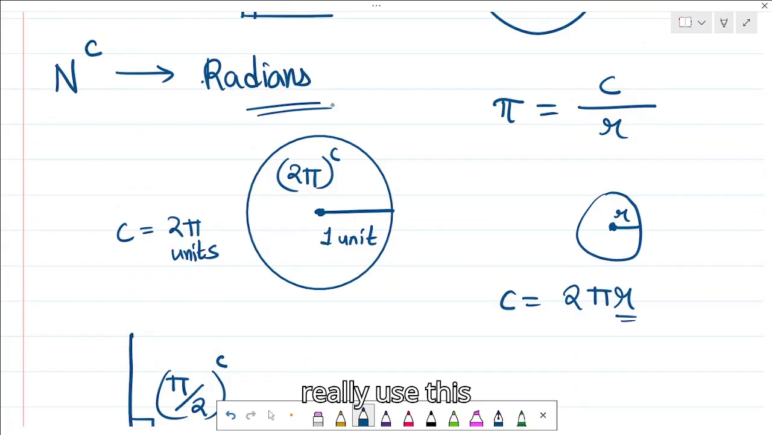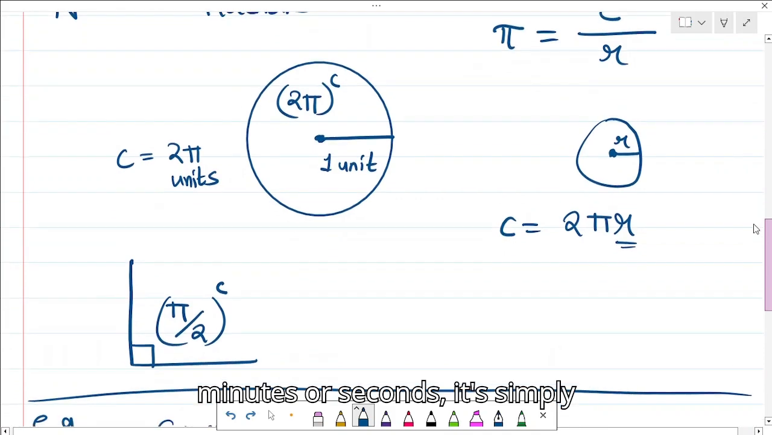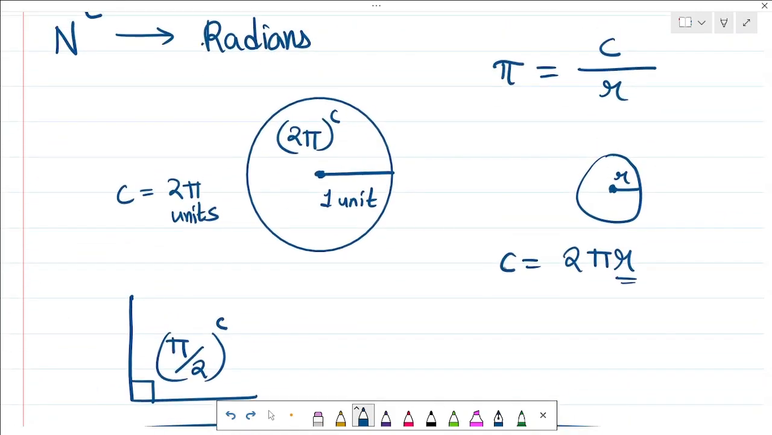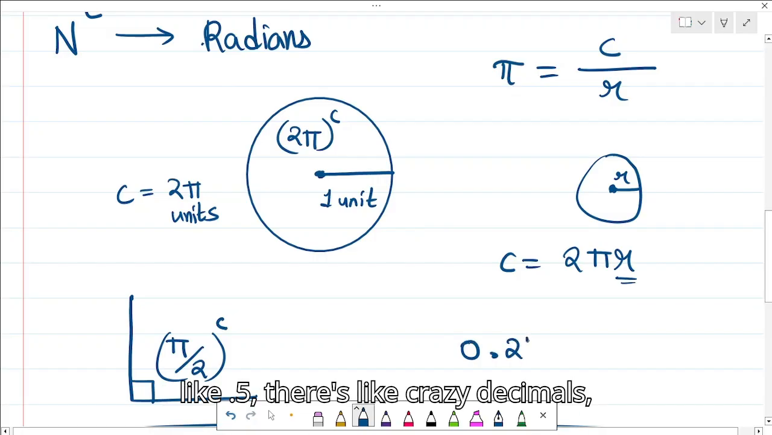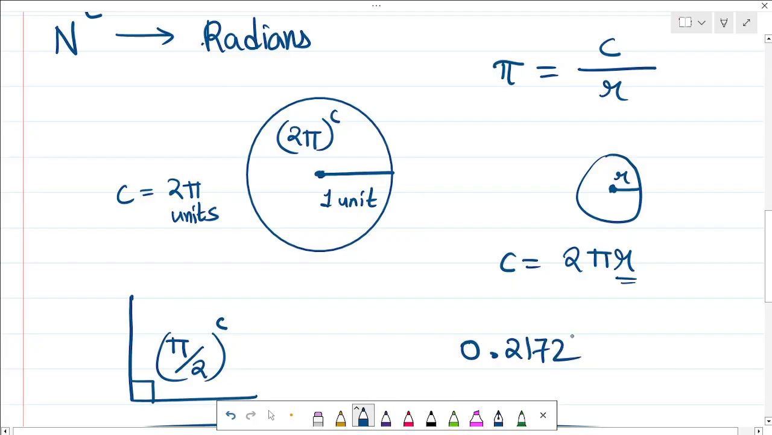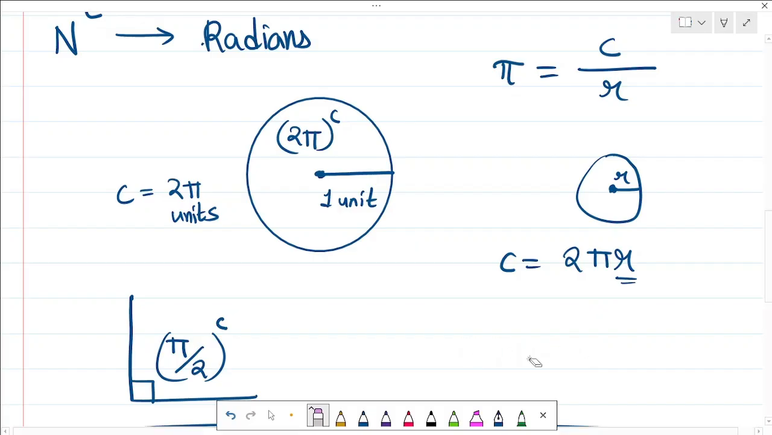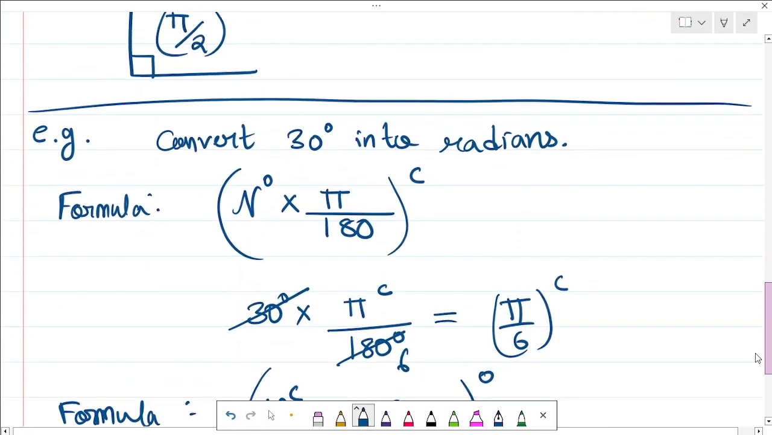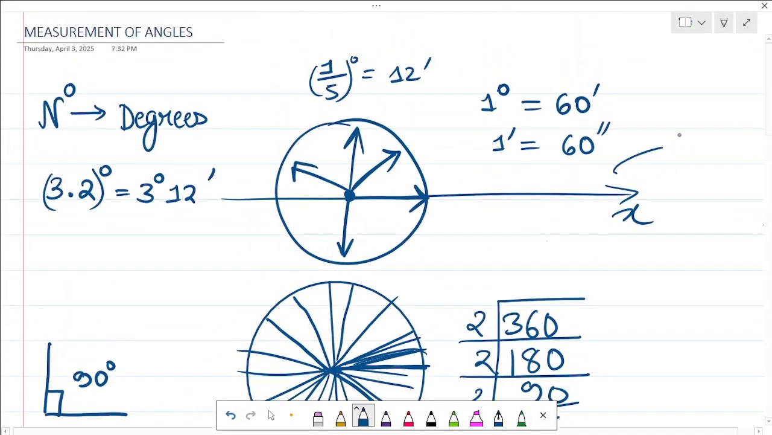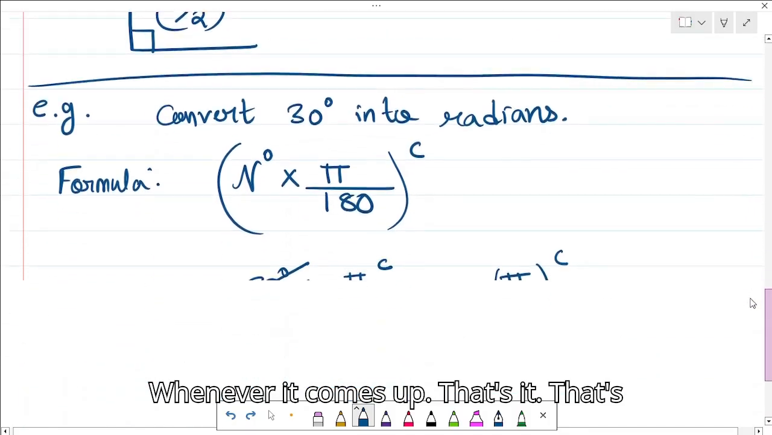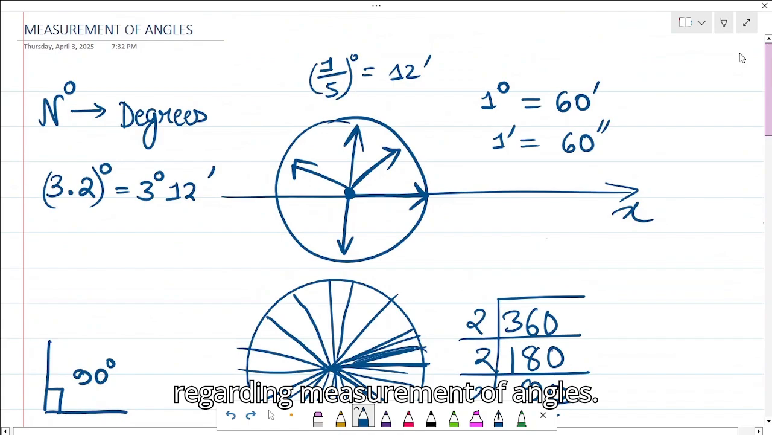The radians, we don't really use minutes or seconds. It's simply radians, and you can see this in decimals. There's like 0.5. There's like crazy decimals like 0.2172 radians. That's totally fine. You'll probably encounter this kind of thing. You get decimals in grades too, but minutes and seconds are very useful whenever they come up. That's it. That's all I had to talk about regarding measurement of angles.